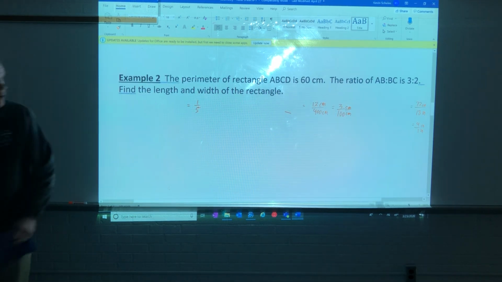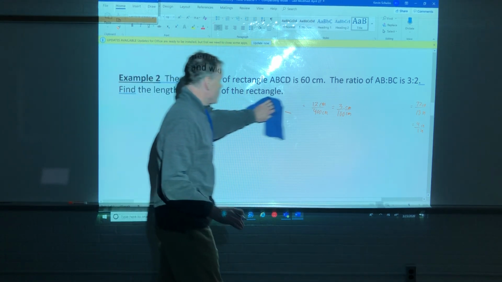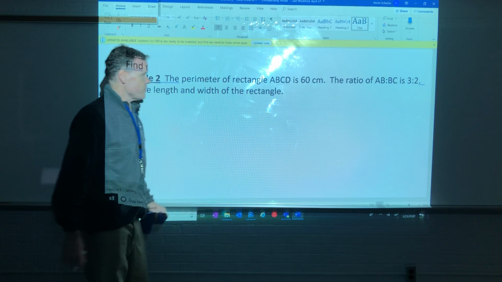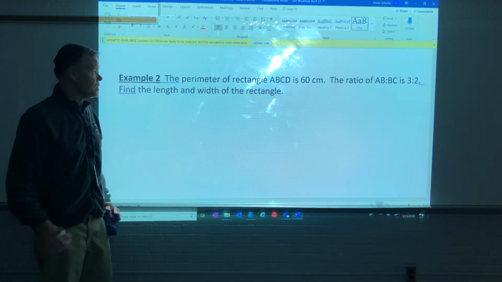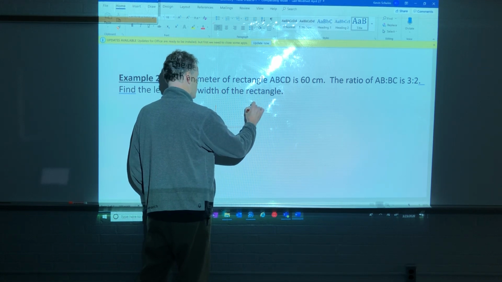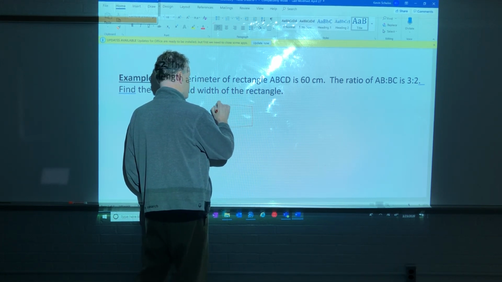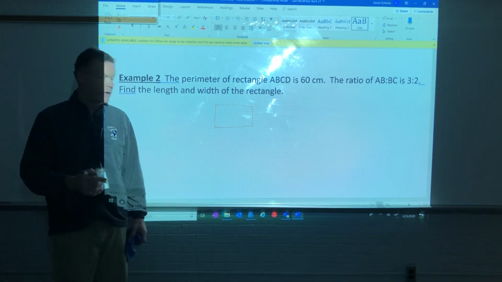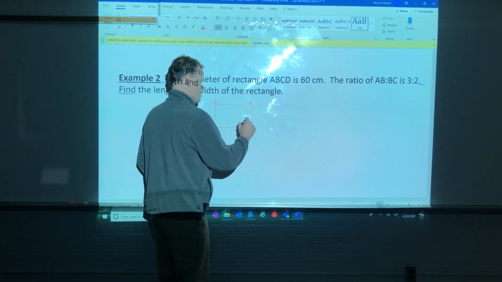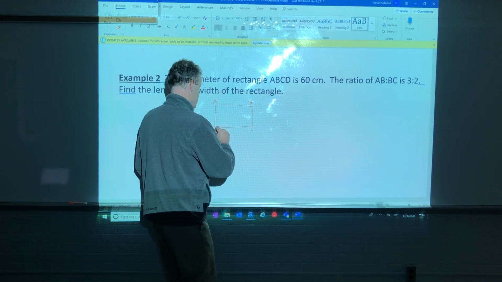Okay, the first problem we're going to look at that's going to relate to an actual figure is going to be a rectangle. And they're talking about the rectangle ABCD. Again, always draw your figure. Makes life a lot easier. You can see everything in front of you. And we're going to have this be ABCD.